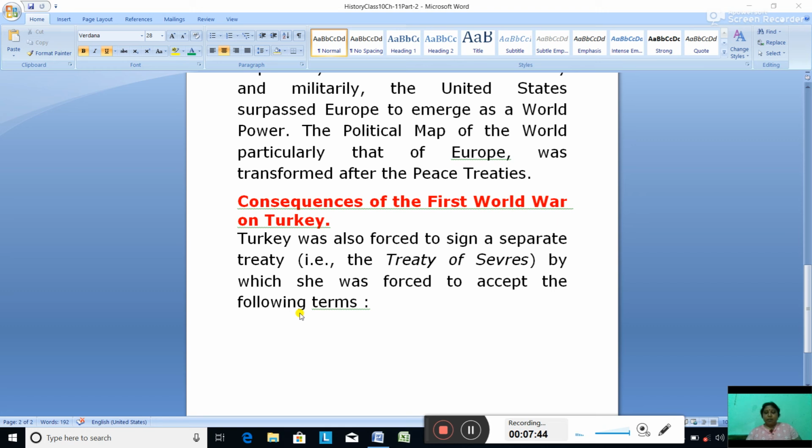But something very important which you have to remember here is that this treaty, however, could not be put into practice. But why? What was the reason? Because there was a revolution in Turkey under the leadership of Mustafa Kemal Pasha, whereby Turkey regained control of Asia Minor and the city of Constantinople.